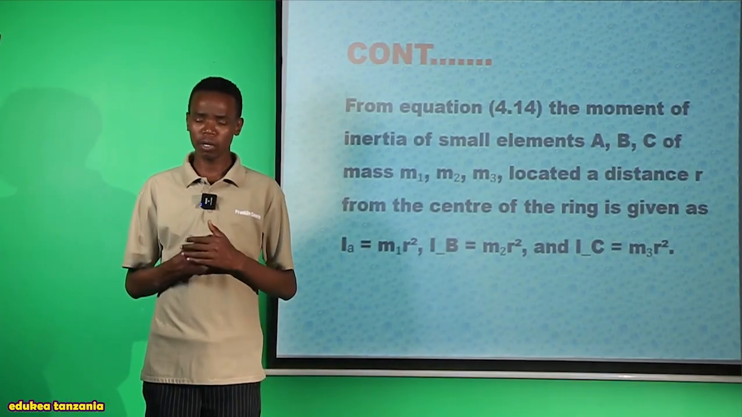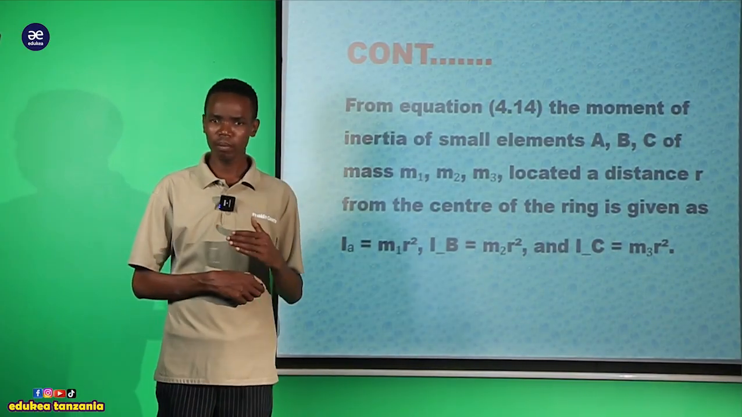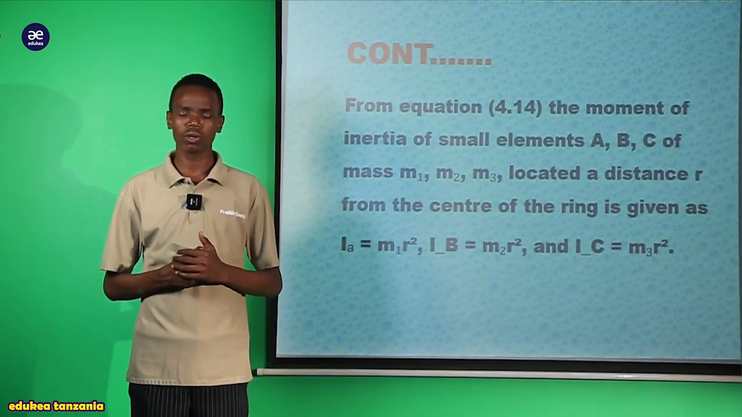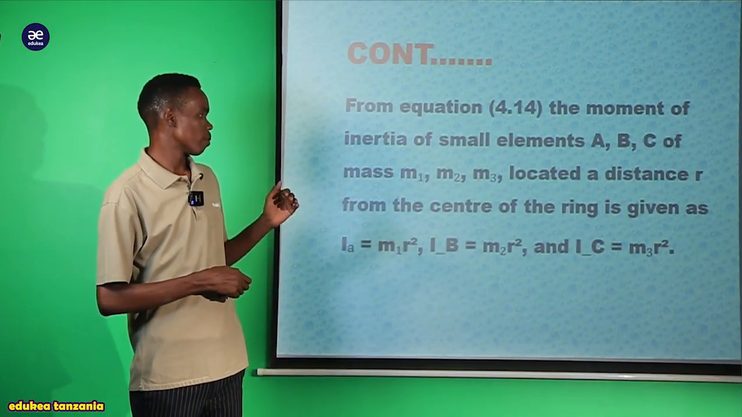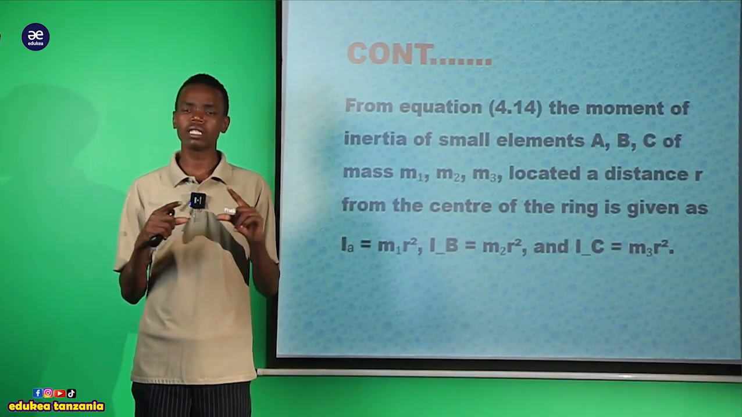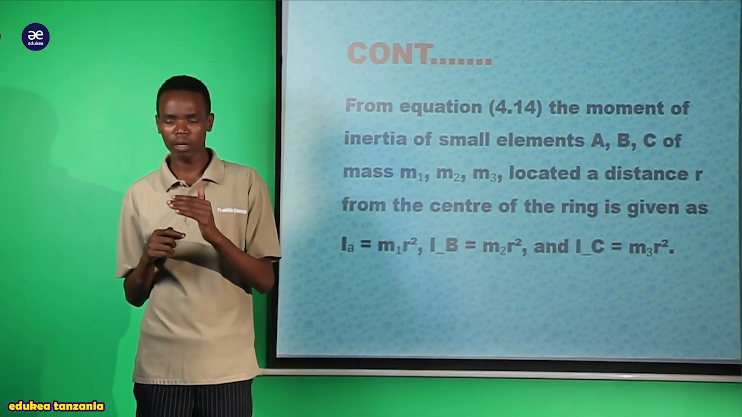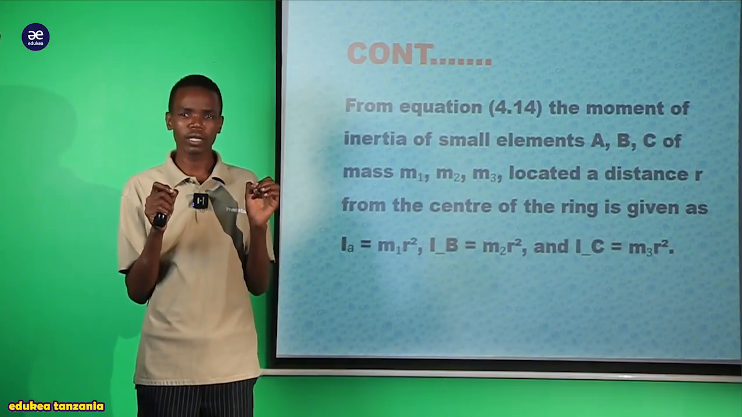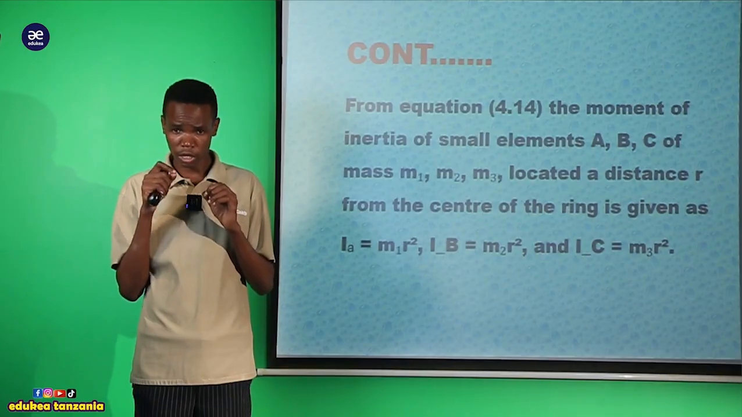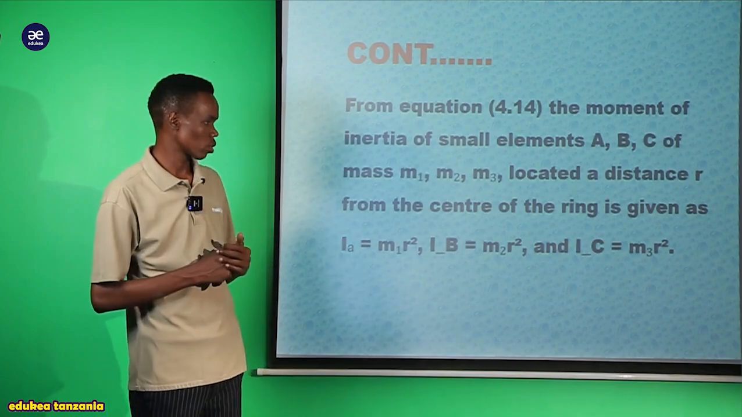question number 4.14, the moment of inertia of a small element: element A, element B, and also element C, of mass 1, mass 2, and mass 3, they are located at the distance R. As I told you, all of these, particle A, particle B, and particle C, have the same distance from the axis of rotation, the center of the ring. They have the same distance.